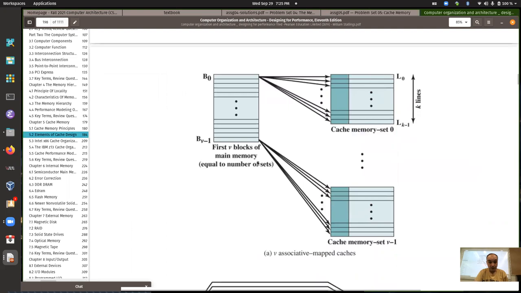The basic way that this works is that a certain number of blocks in memory can map to one of these lines, and the number of blocks that can map to a particular one of these sets, if I'm remembering that right, is going to be equal to the number of sets.